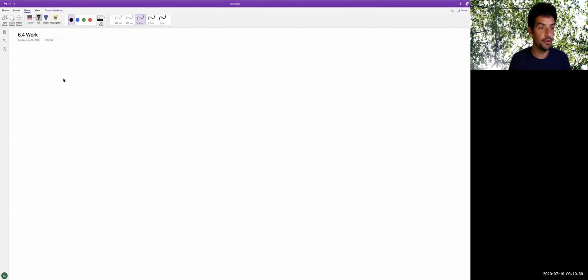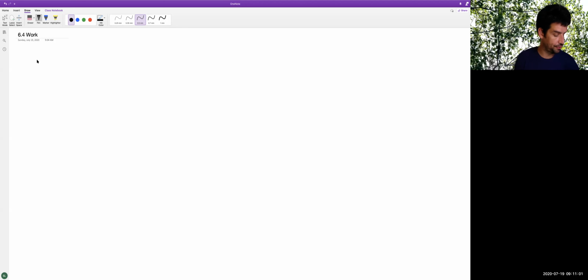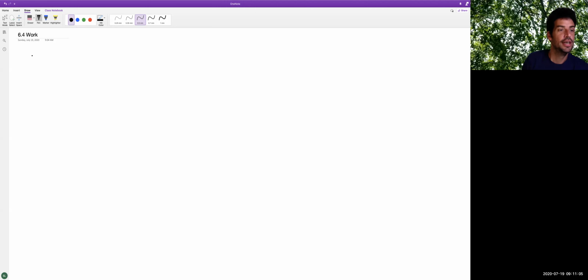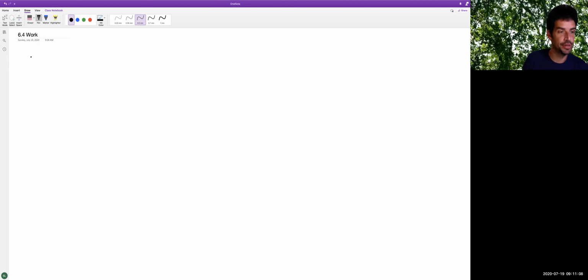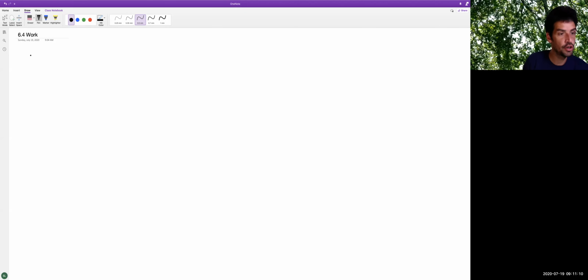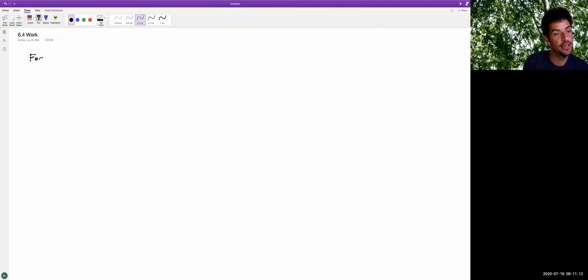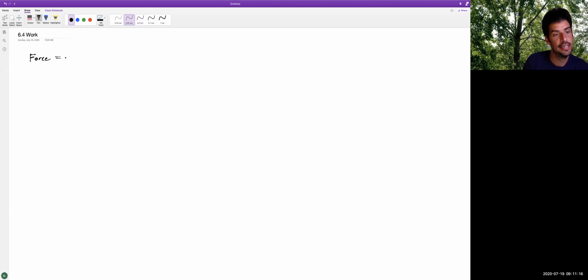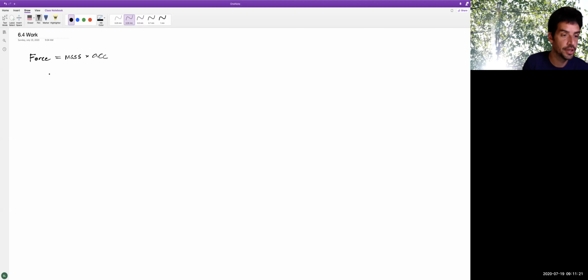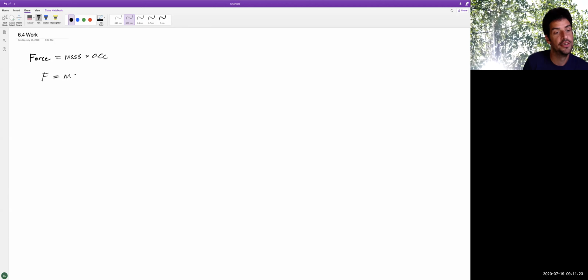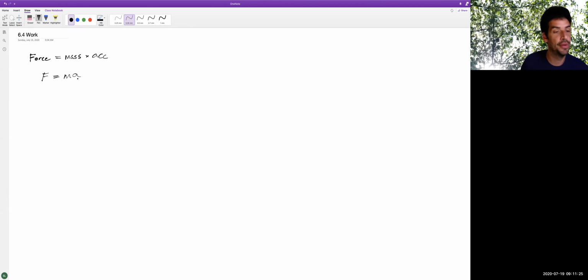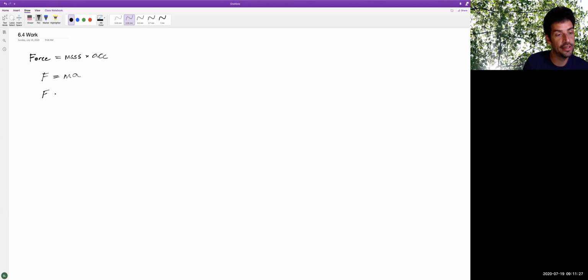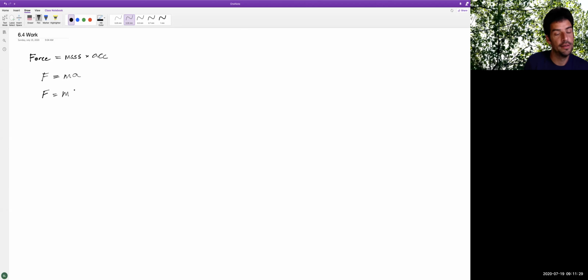I need to define work before we're able to use it. And again, it's not our everyday meaning of work. So we need to start actually with a concept from physics called force. Okay. And so force is defined as mass times acceleration. Okay, so you may have even seen something like this before, F equals ma.